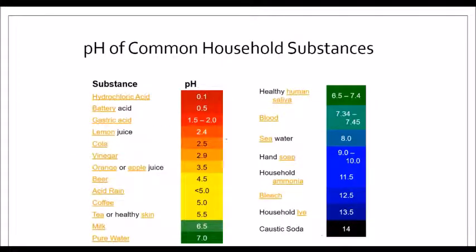All right, so more common household things, just to point out a few on here. Milk. A lot of people think milk is basic, but it's actually slightly acidic. And once again, all the household detergents and stuff are usually on the basic side.